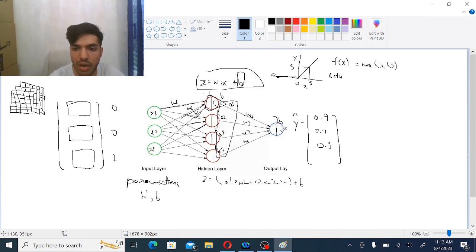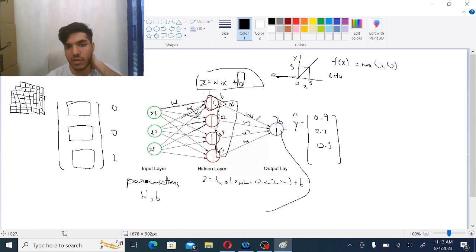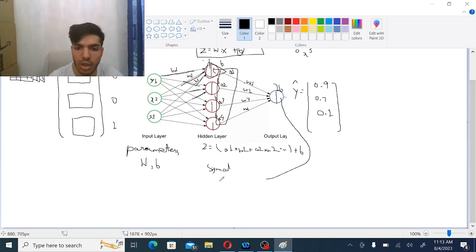And then finally, we have the activation function. Let me do that over here. The activation function that's used in the output layer is different from the hidden layers. What we use is something called the sigmoid function. Let me write it down. We have the sigmoid function. And what does that look like? Let me just draw it out.